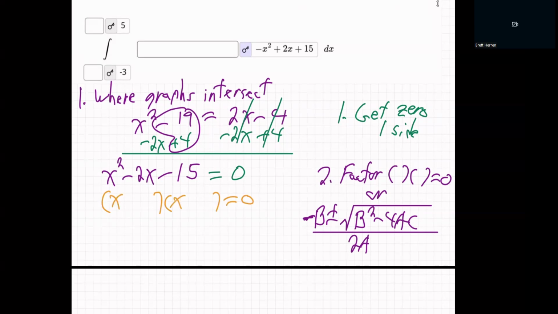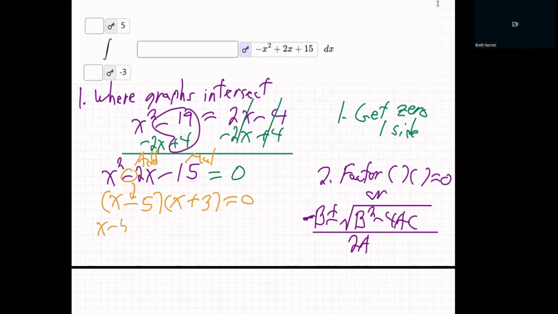X is in the front. What multiplies to be 15? 5 times 3, 3 times 5. What adds to be negative 2? Whatever sign's in the middle goes on the bigger one. 5 is bigger than 3. That's minus, because minus 5 plus 3 adds to be negative 2. They multiply to be negative 15.